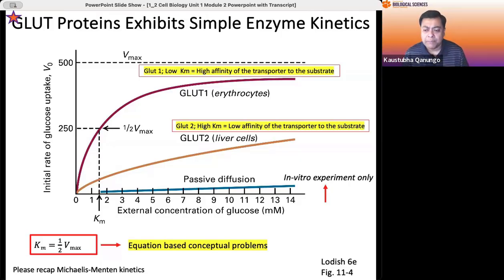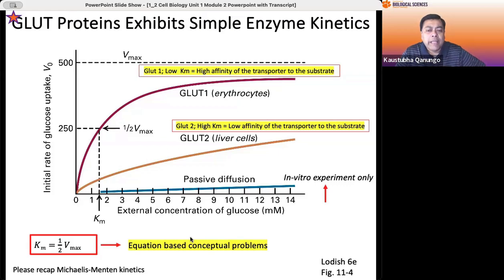This is not going to happen in your body as such. So that's why I said in vitro experiment. But this is not the main part. The main part are these two. If you look at the GLUT1 transporter, you can see that this is the rate of glucose uptake, whereas for GLUT2 in the liver cell, the rate of uptake is like this.